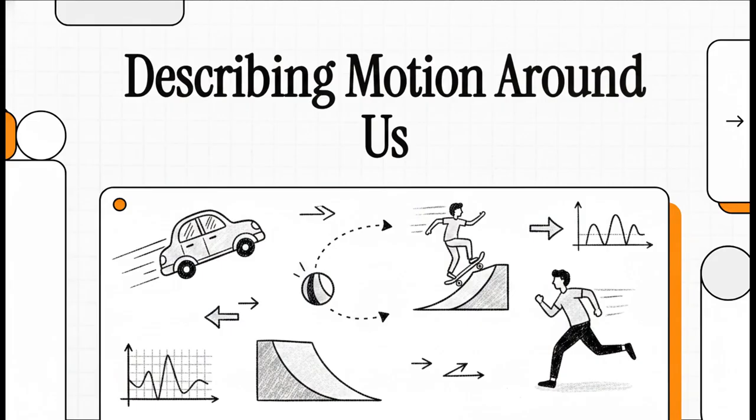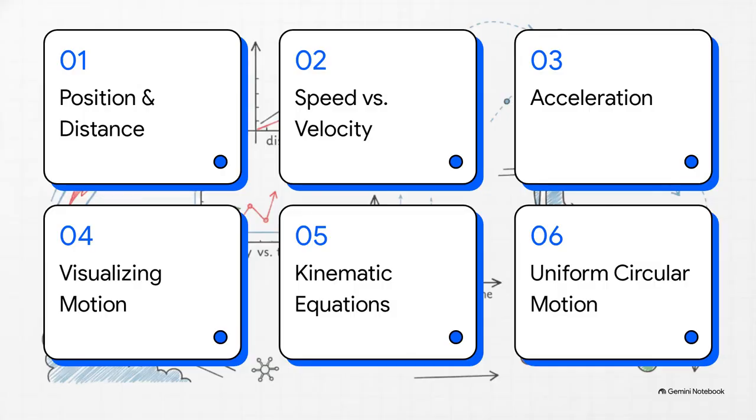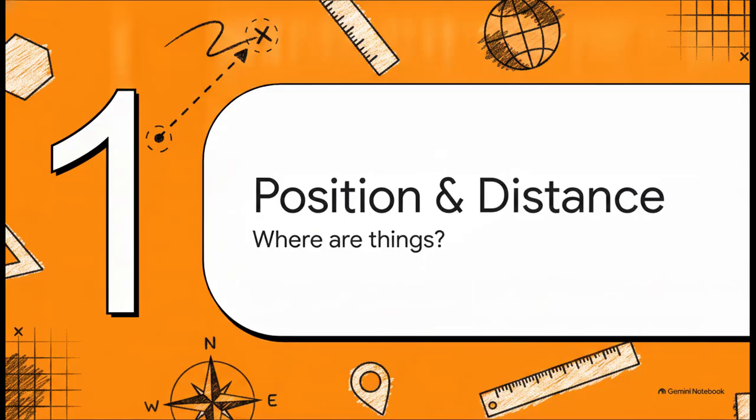We're going to build our understanding from the ground up, taking those everyday actions you see all around you and translating them into the totally fascinating language of predictive physics. Okay, here's our roadmap for today. First up, position, distance, and displacement. Then, speed versus velocity. Third, understanding acceleration. Fourth, visualizing motion with graphs. Fifth, the kinematic equations. And finally, uniform circular motion. Let's get into it. Section 1, position, distance, and displacement.